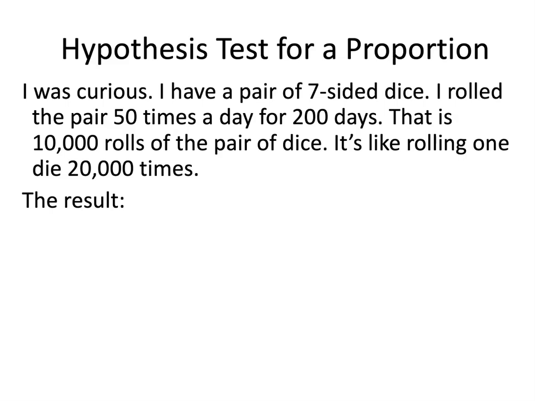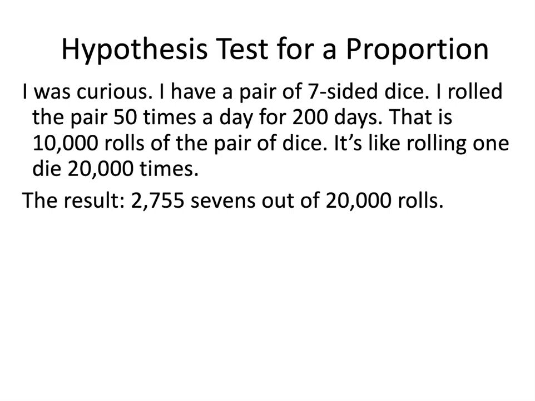I was curious. I have a pair of 7-sided dice. I rolled the pair 50 times a day for 200 days. No joke. That is 10,000 rolls of the pair of dice. It's like rolling one die 20,000 times. The result? 2,755 sevens out of 20,000 rolls.